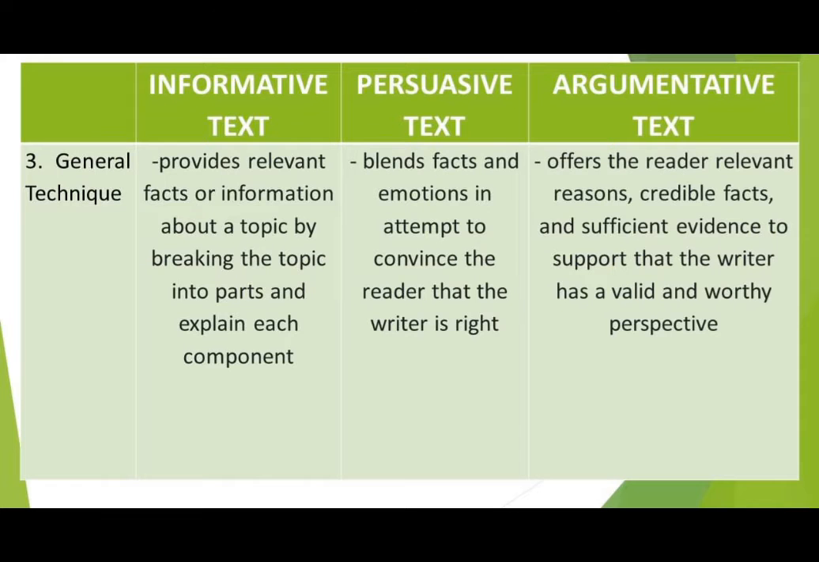Informative text provides relevant facts or information about a topic by breaking the topic into parts and explaining each component in relation to the whole, and uses each component for justification. While on persuasive text, it blends facts and emotion in an attempt to convince the reader that the writer is right.